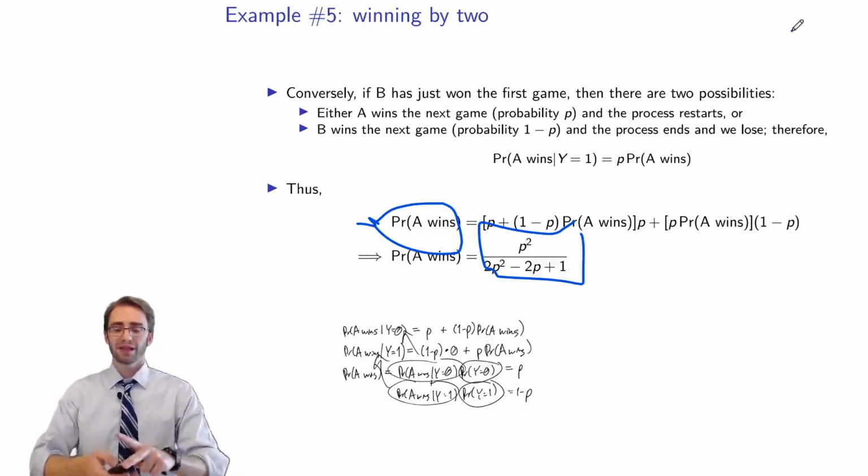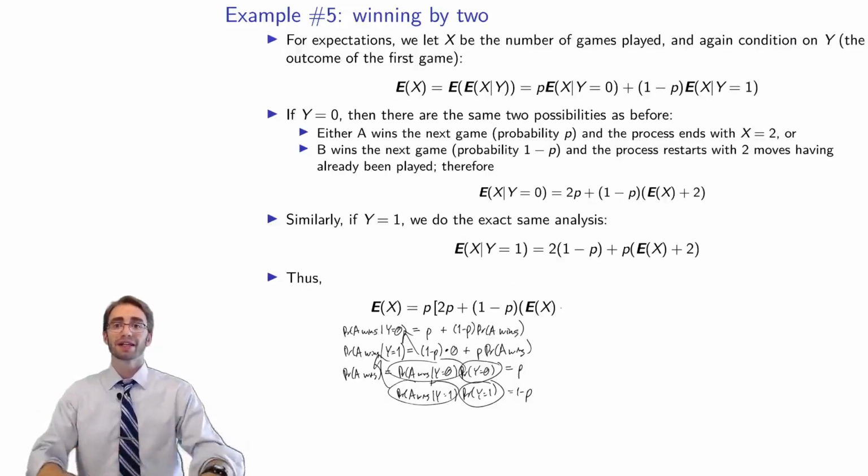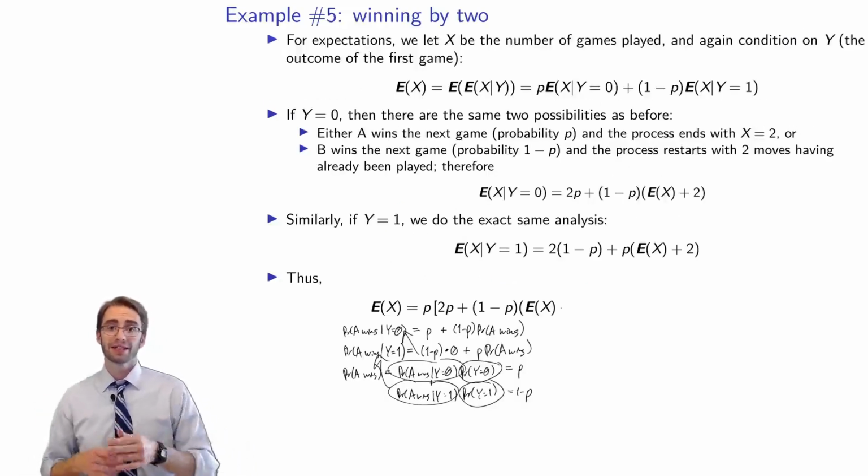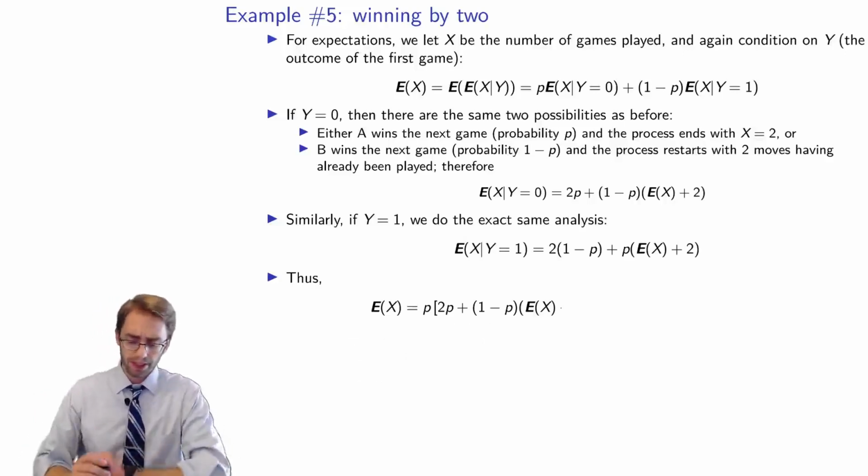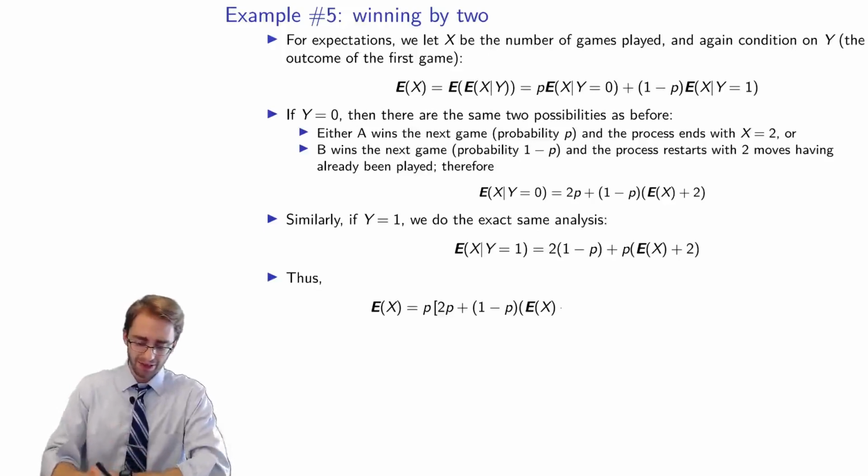Let's look at the expectation. We're going to use the law of iterated expectation, and we'll condition on the same thing. Okay, so we'll condition on y again, and it looks like this. So x is the number of games played, and then y is the same that it was before. Y is 0 if A wins, 1 otherwise.